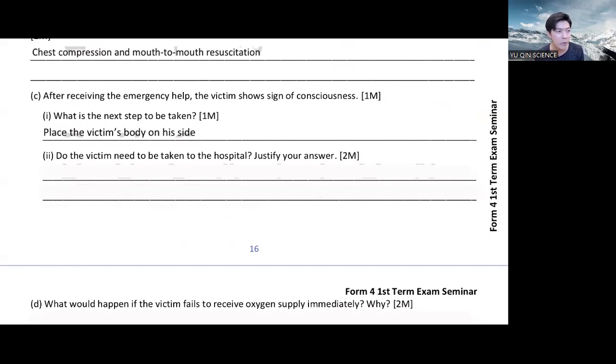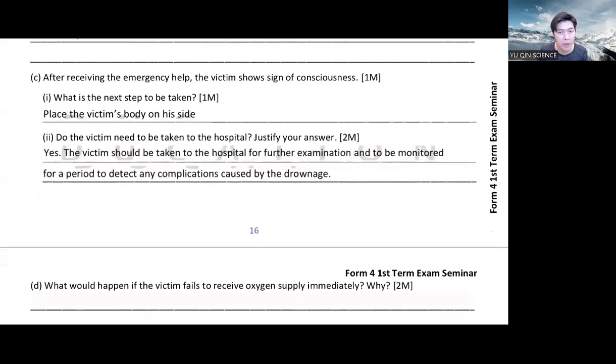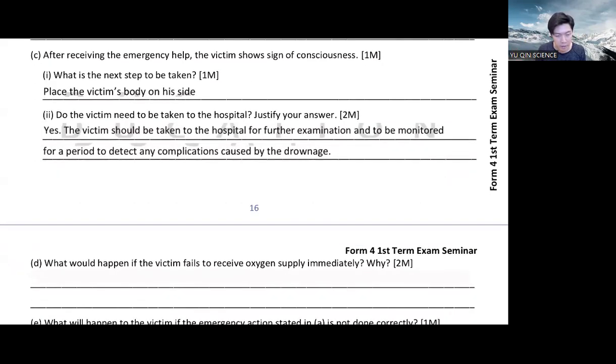Probably that's what is in your mind now, that you have to check to see if the person is okay or not. So point number one, we will say, yes, you still need to go to hospital. Number two, for what? To check if there's any further complications, or you can write to check if there's any serious injury. That doesn't matter, however you want to write. So I say to detect any complication caused by drowning.